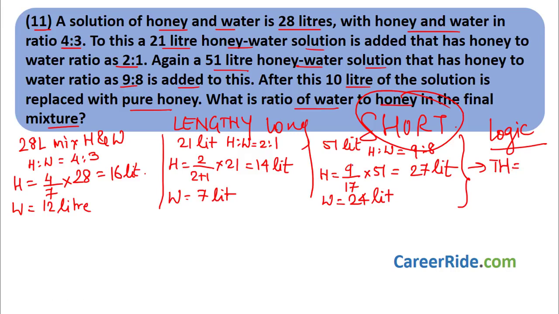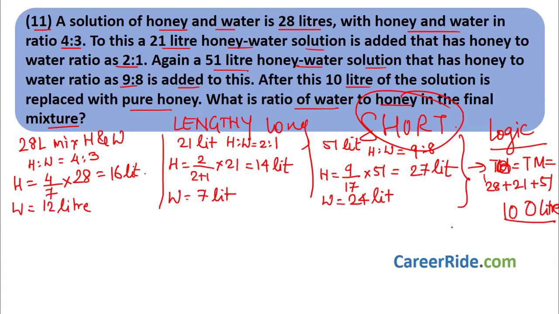We have mixed all these three, right? So the total mixture, first of all, we will find out. Total mixture is how much? It is 28 plus 21 plus 51. What we will have? 8, 9, 10. 2 is 4, 5, 5. 100 liters is the total mixture.